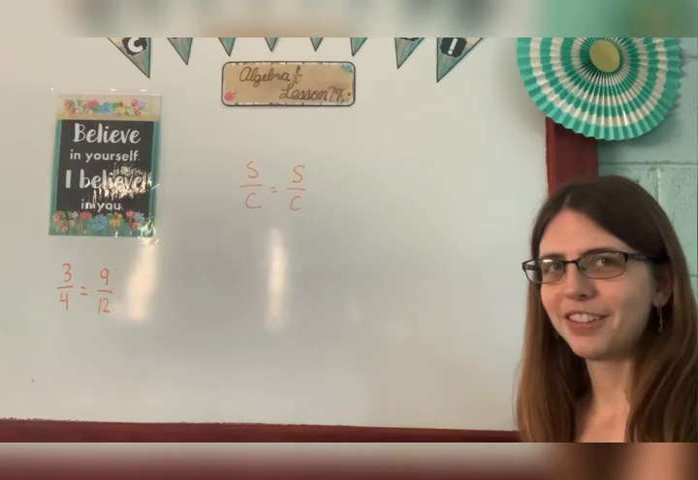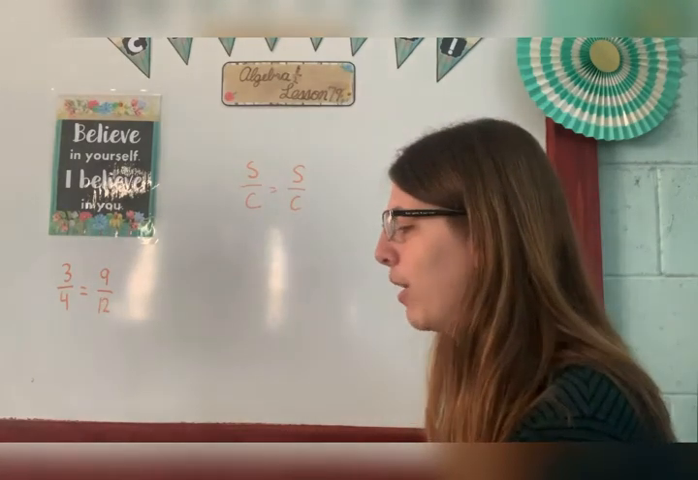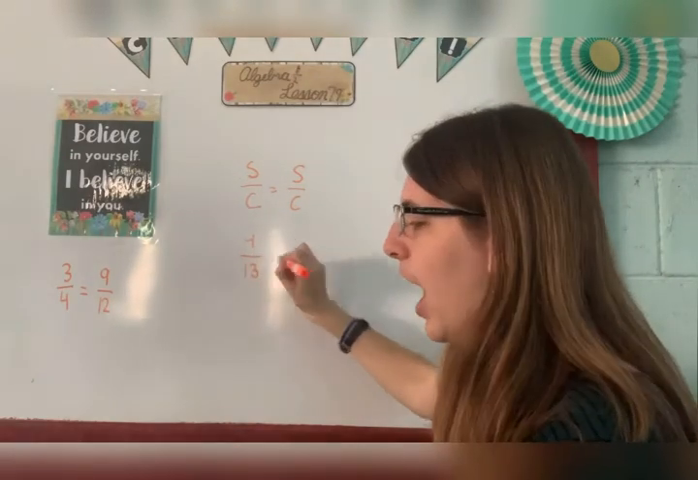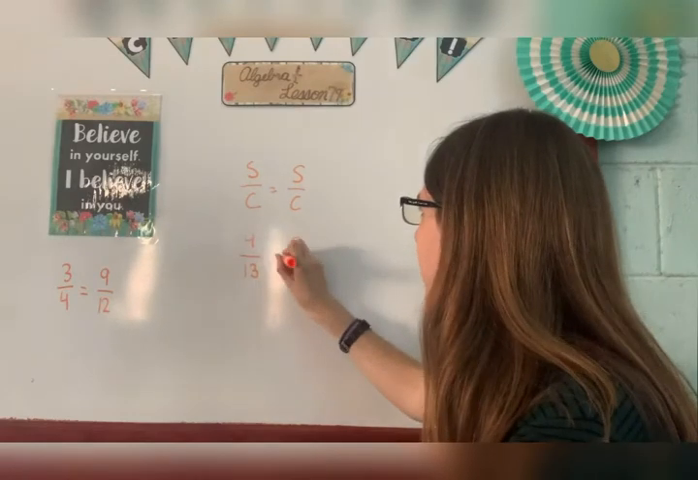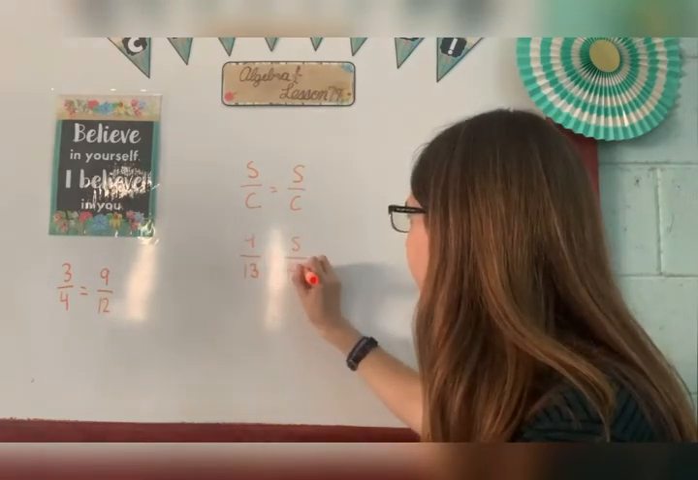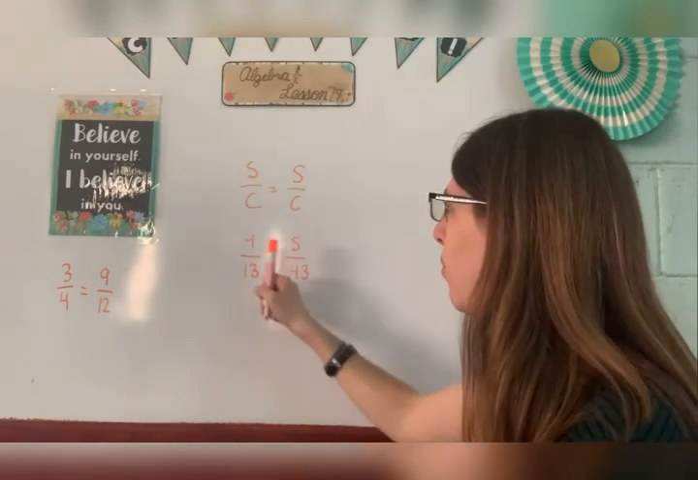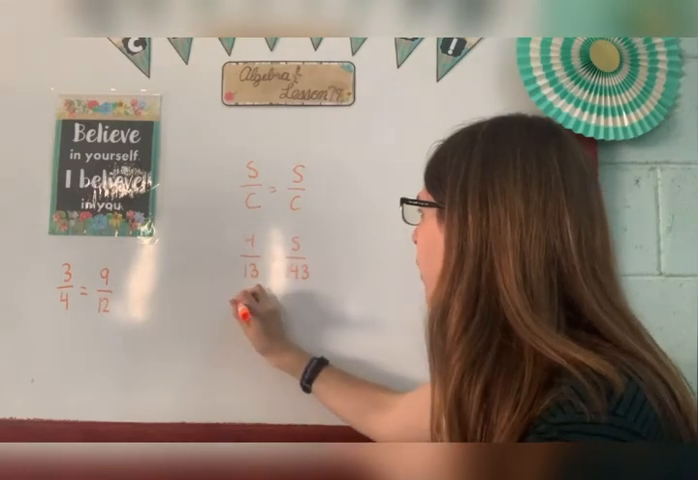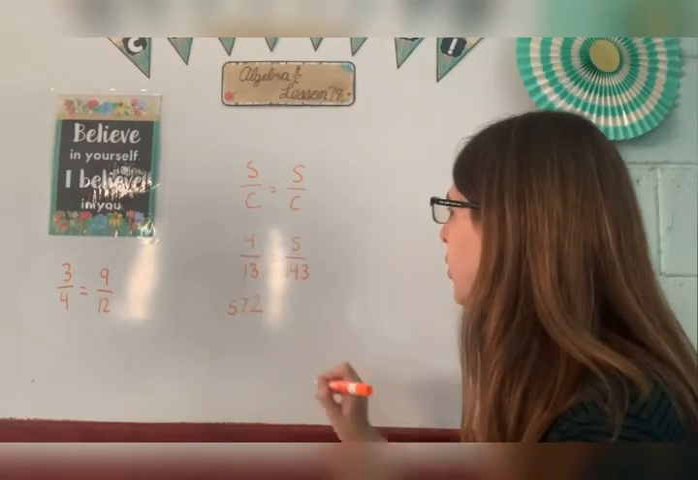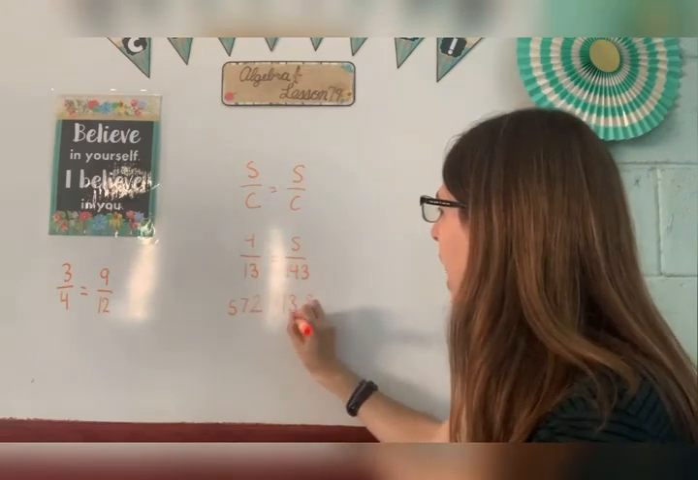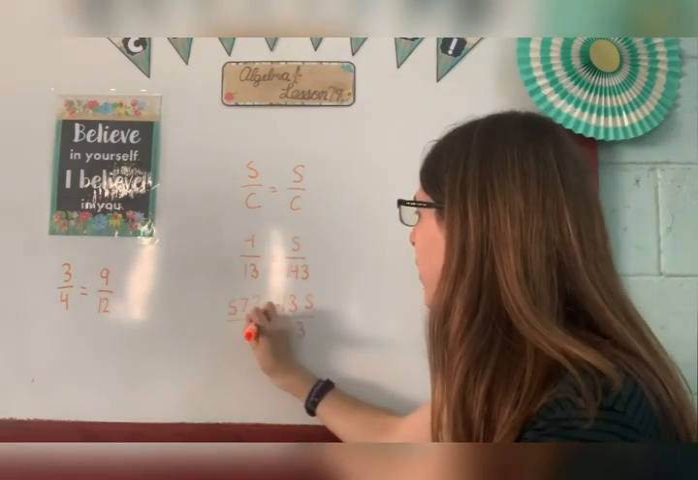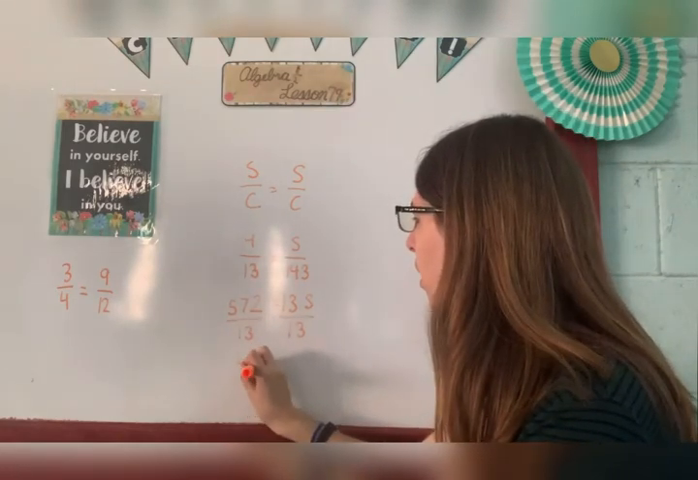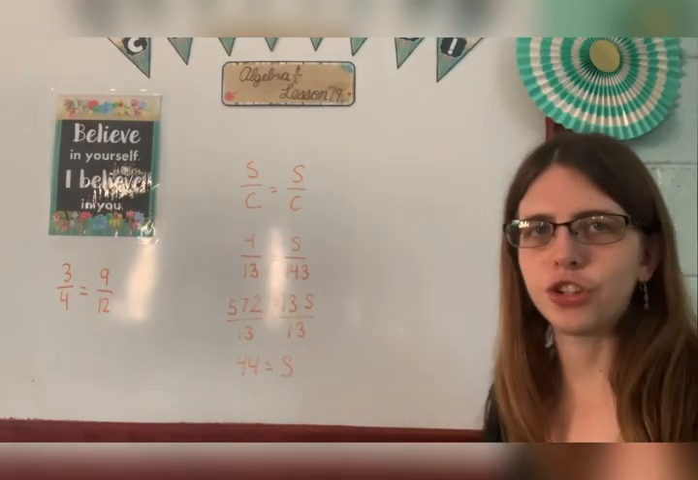Okay, so in your first ratio, you know that you need 4 to make 13. I want to know how many I need to make 143. So you multiply both sides, multiply 4 times 143 to give yourself 572 equals 13S. Divide both sides by 13, and that gives you 44 huge measures of sugar.